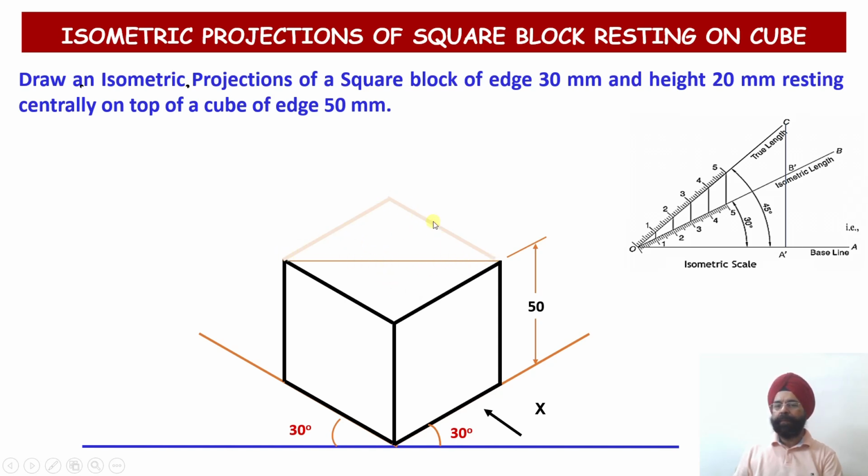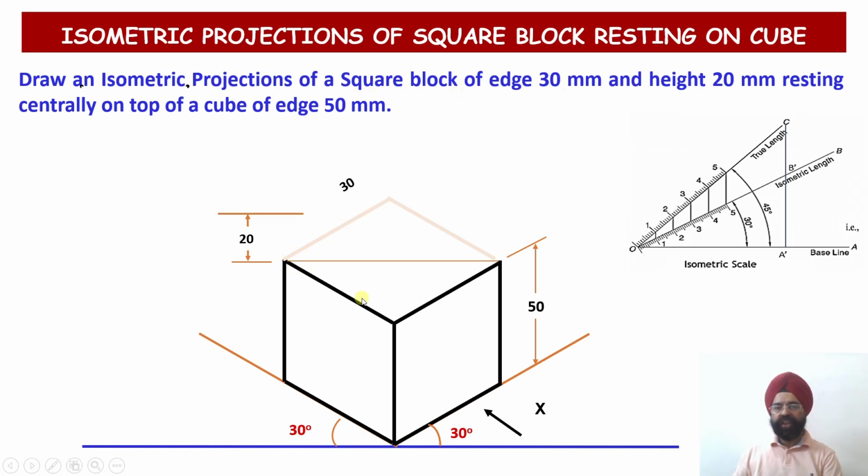Okay, so this is my complete construction of a cube, and these two edges I have left deliberately lighter so that whatever portion of the square block will be covering the edges over there, that portion of these two edges will be left light and the remaining portion I am going to darken thereafter. Now let us see, the height of the square block is given to us as 20 millimeter, and you see the size of the square block, it is 30 millimeter. So what I need to do to locate this square block centrally on top of this cube.